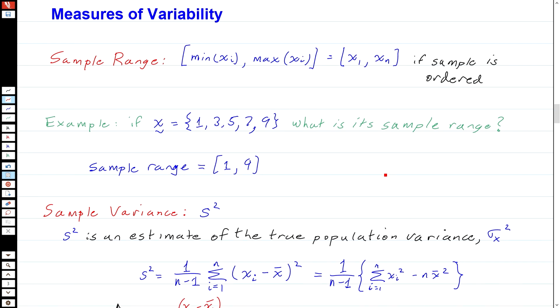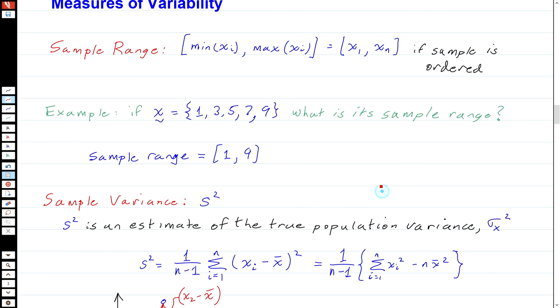I don't actually use the sample range that often because, again, it's very dependent on outliers. If I looked at the range of the observations 1, 3, 5, 7, and 79, my range suddenly jumps to an enormous size, from 1 to 79, which isn't really that descriptive of this set of data.